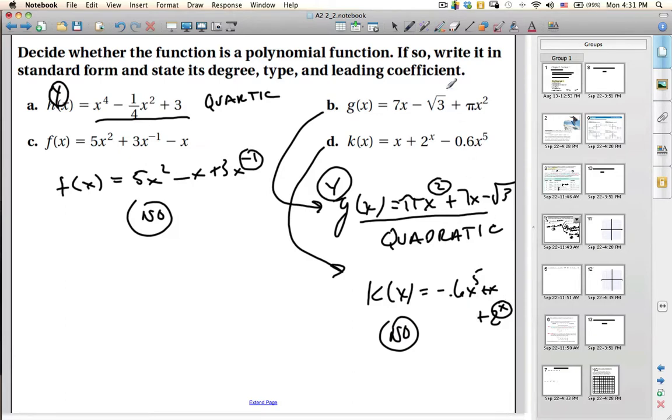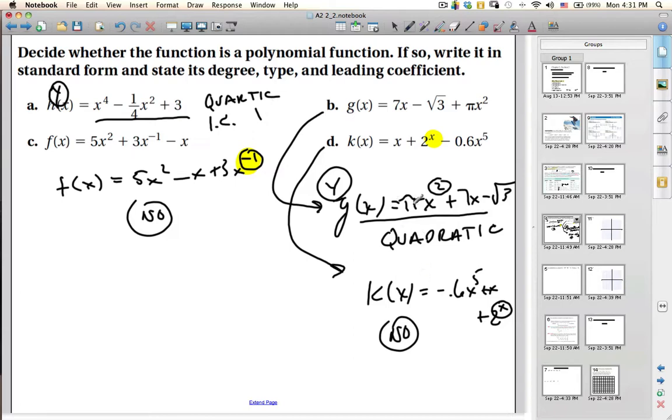So the key offending elements here for the ones that weren't polynomials was I can't have the variable becoming an exponent, and I can't have a negative exponent. Okay, and after that we work with identifying the type based on the degree. The degree is the highest power, and I didn't put down the leading coefficient. So the leading coefficient here is 1. I have 1x to the 4th.